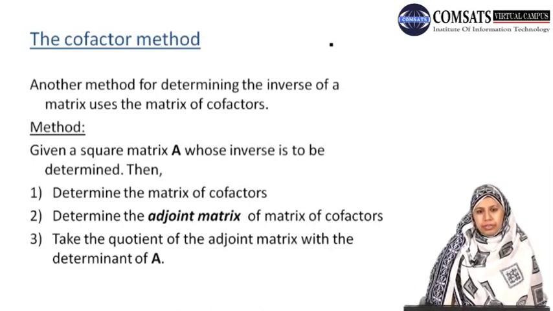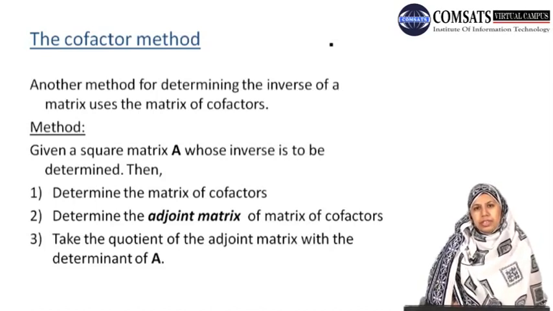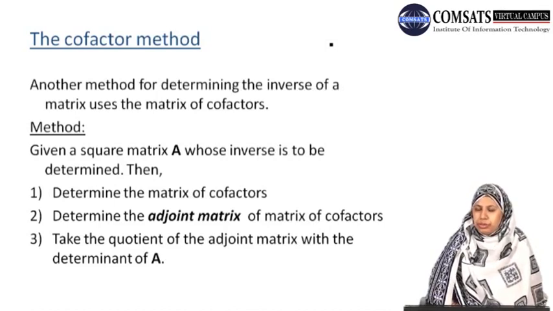We are given a square matrix A whose inverse is to be determined. Then by using the method of cofactors, we have only 3 steps to do. First, we have to find the matrix of cofactors. What do we mean by the matrix of cofactors? For example, we are provided a square matrix of order 2 by 2. Then for each entry we have to find the respective cofactor, and then we will write them in matrix form.